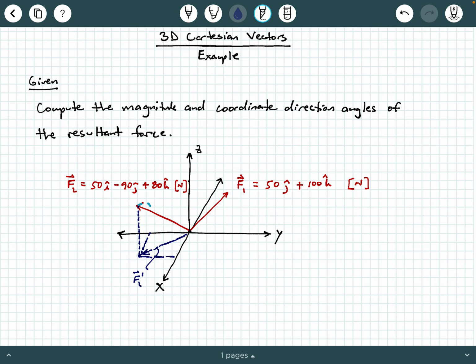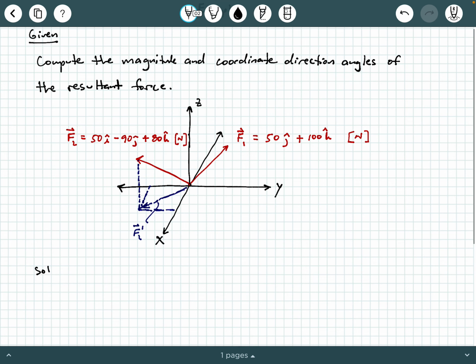I like doing this because now we can more clearly see the signs of F2's components. One more time: a positive x component, that's right here for F2, a negative y component, that's right here, and a positive z component, again for visualization purposes. Now let's get started with the actual solution to what the problem is asking us to do.